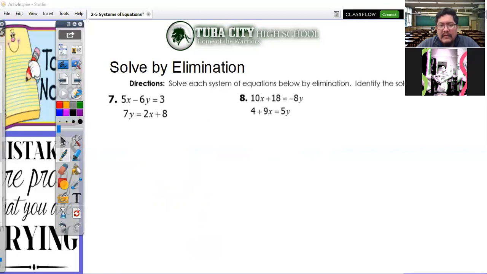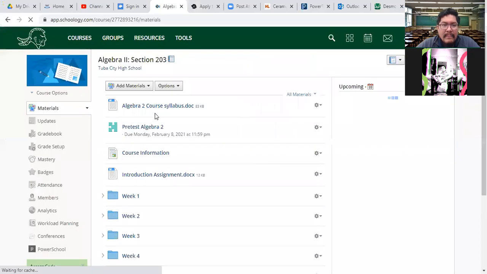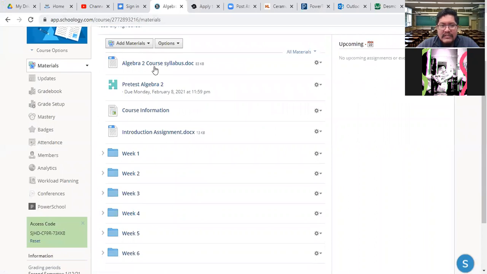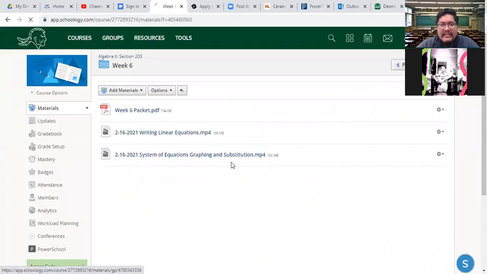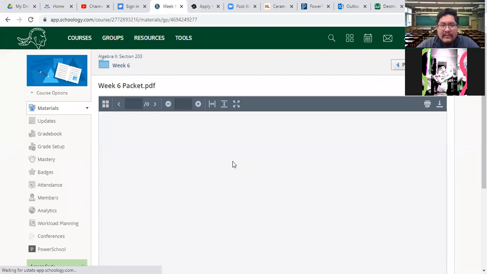Okay, so I'm going to go ahead and just show you what I'm working on. Don't forget that you have Schoology, right? With Schoology, you can check what you're working on. In this case, it looks like I only have up to week 6, but you can check the packets here and look at what we have.